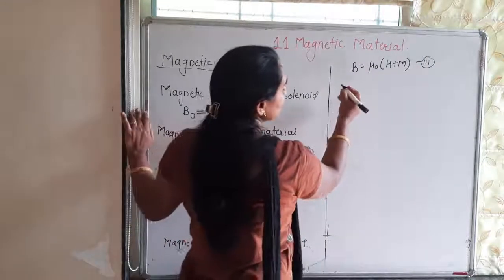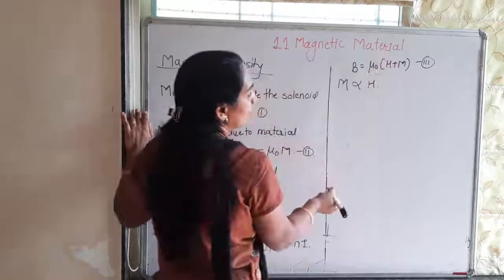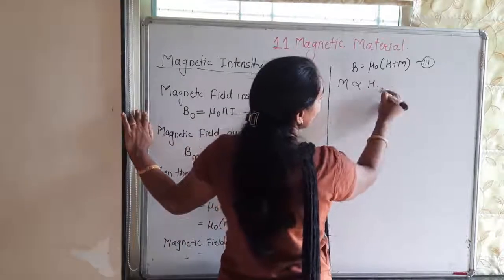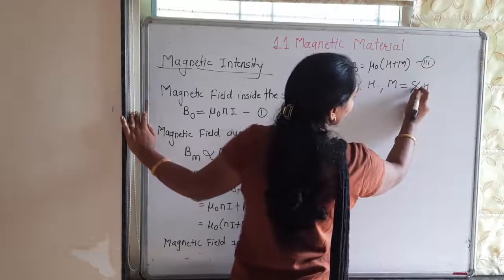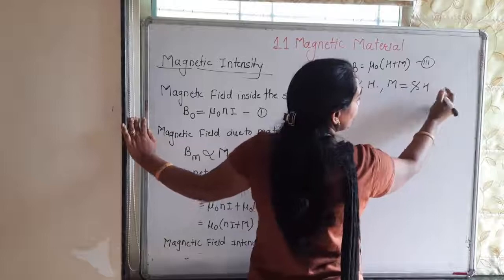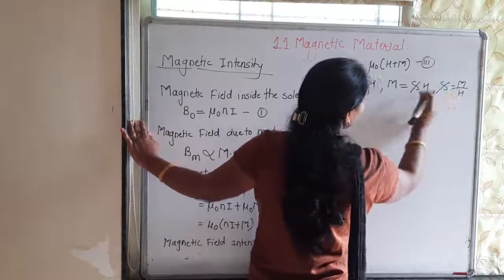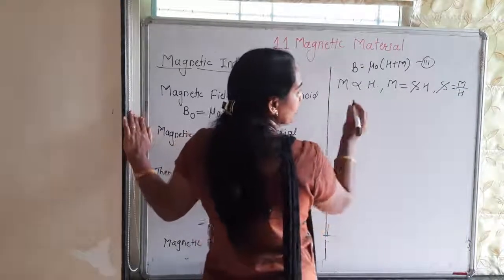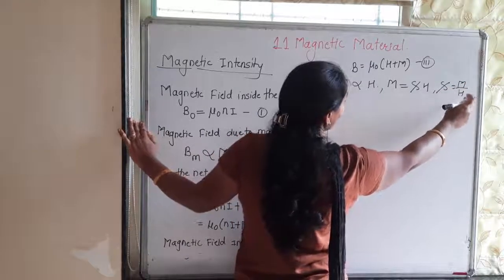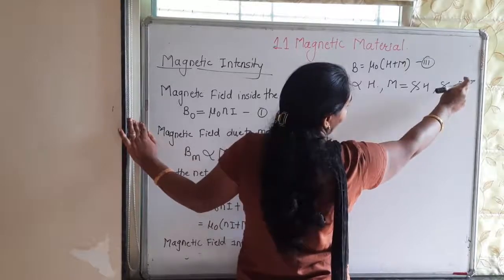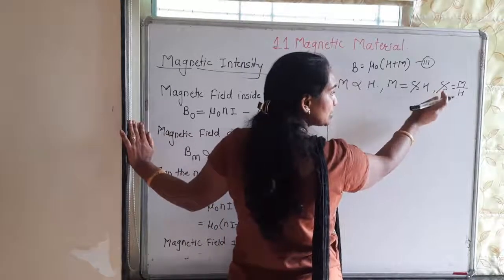Further, the magnetization is directly proportional to the magnetic field intensity. When the proportional sign goes, M equals chi into H. This chi is the ratio of M upon H, the ratio of magnetization and magnetic field intensity. Both have the same unit and dimensions, so chi is a unitless quantity.